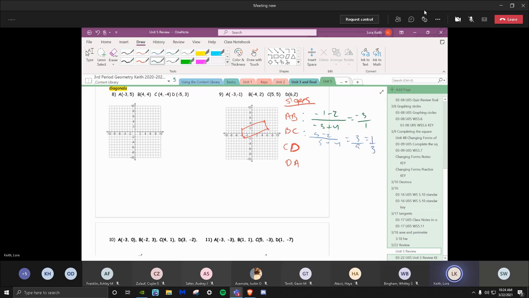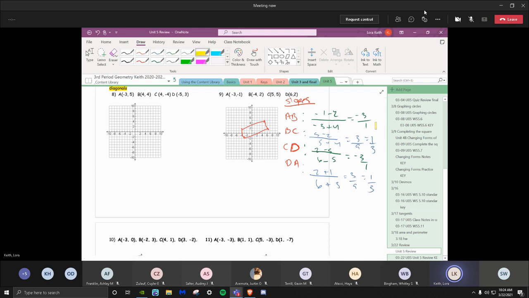Okay, then we do C to D. So we get 2 minus 5 over 6 minus 6. Or is it? Wait, let me see. C to D, 2 minus 5 over 6 minus 5. So I get -3 over 1. And then we do D to A. So we do 2 minus -1 over 6 minus -3. And we get 3/9, or you get 1/3.